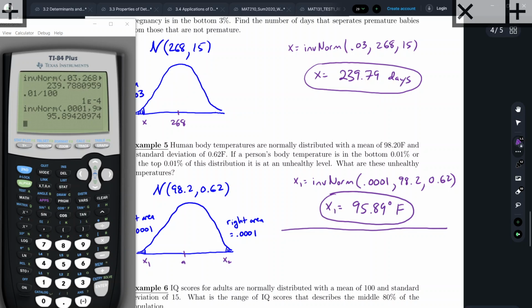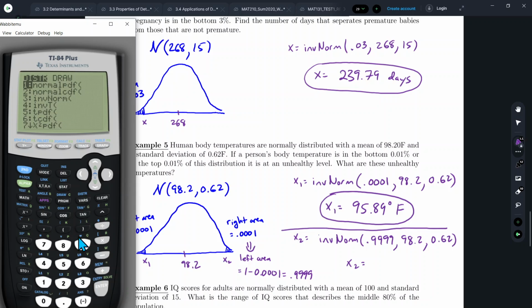Again, the mean is in the middle, which is 98.2, and then we want to calculate this other x value. So we have to use the inverse norm again. However, when we use the inverse norm, it should be a left area instead of a right area. So the left area is 1 minus 0.0001, which is equal to 0.9999. Here we calculate the inverse norm: the left area now would be 0.9999, with the same mean and standard deviation. So we get the other x value, x2.